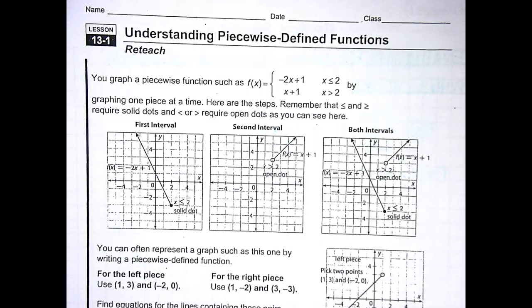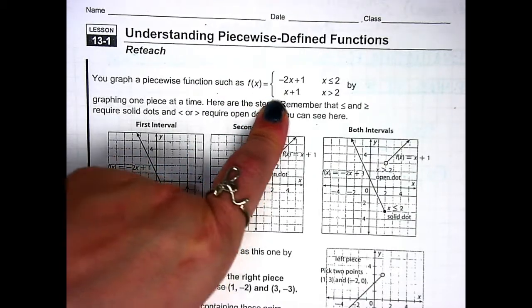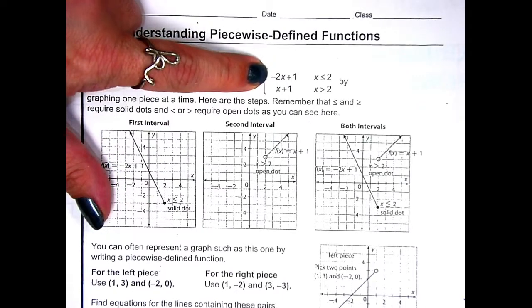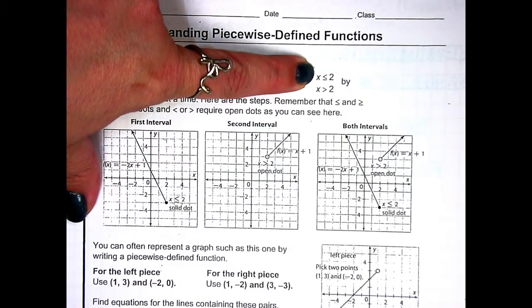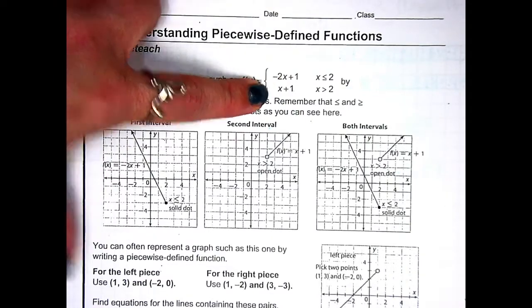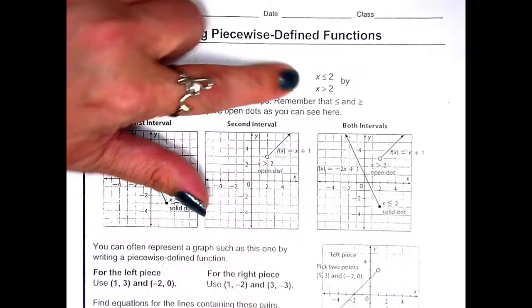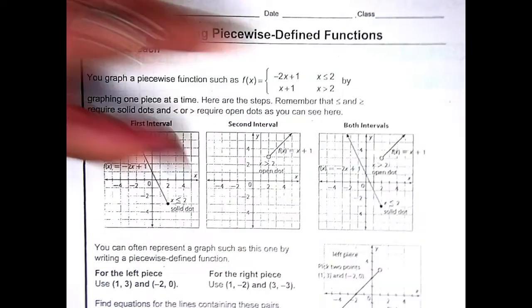So a piecewise function is a function that has different rules for different parts of the domain. So here is an example of a piecewise function. It's f of x equals negative 2x plus 1 if x is less than or equal to 2, and x plus 1 if x is greater than 2. So it's got different rules for its domain, which is the domain of the x's.